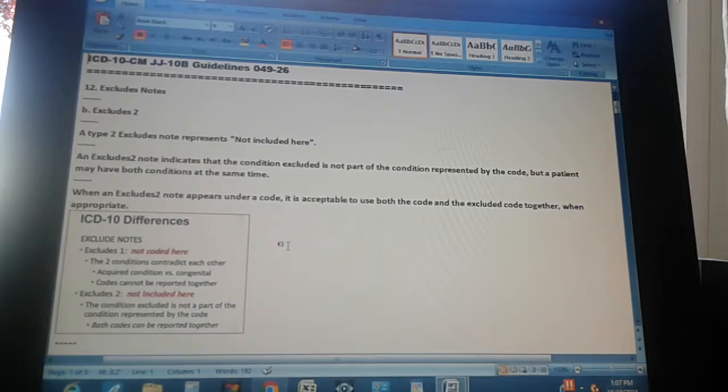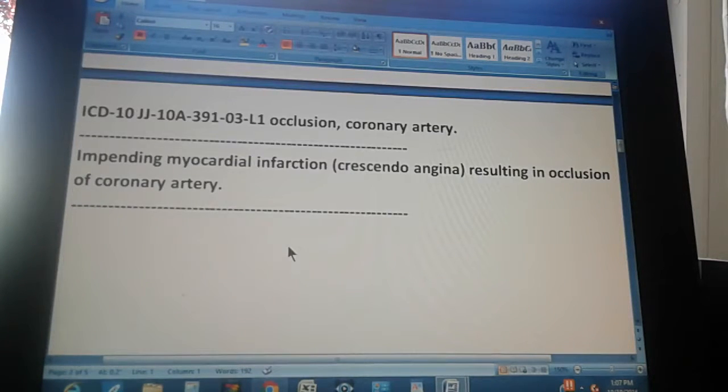Ready, set, go. ICD-10 guidelines, page 391, exercise 3, a level 1 exercise. The title is: Occlusion, coronary artery. Occlusion, or blockage, of a coronary artery. And the text reads: Impending myocardial infarction, crescendo angina, resulting in occlusion of coronary artery. That is the diagnosis.